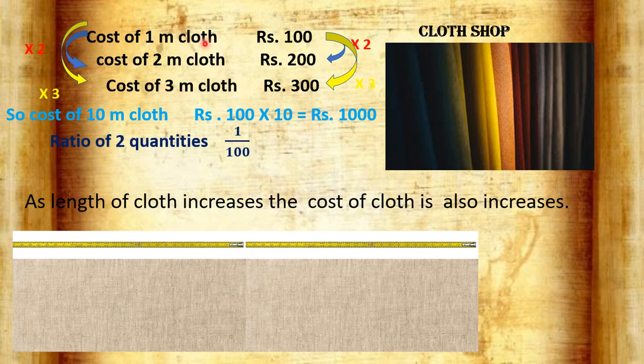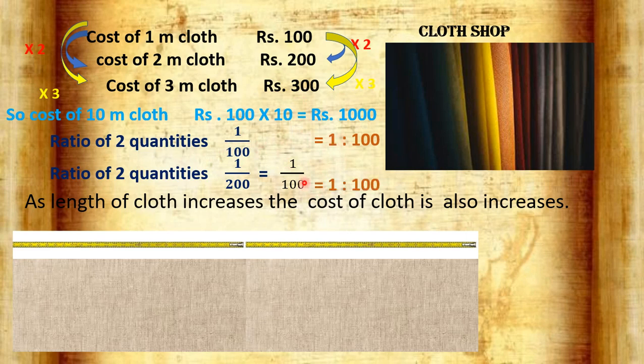If we find the ratios of these two quantities, quantity in meters and cost of cloth, it becomes 1 upon 100, or in the second case 2 upon 200, that is again 1 upon 100. In the third case it becomes 3 upon 300, that is 1 by 100. So in the first case 1 is to 100, in the second case also 1 is to 100, and as we take 3 upon 300, that is 1 upon 100, again we get 1 is to 100.